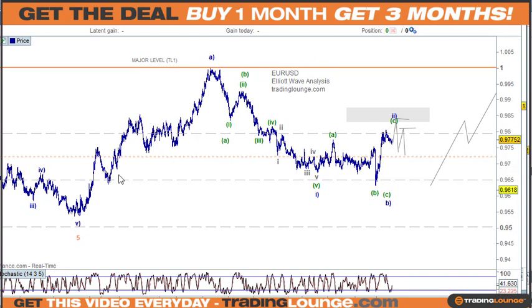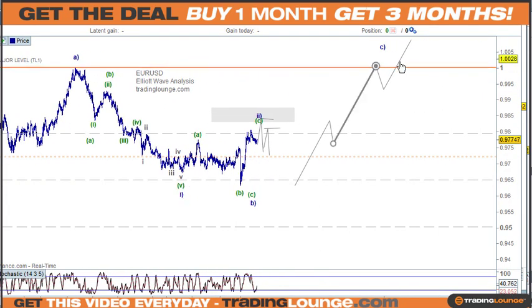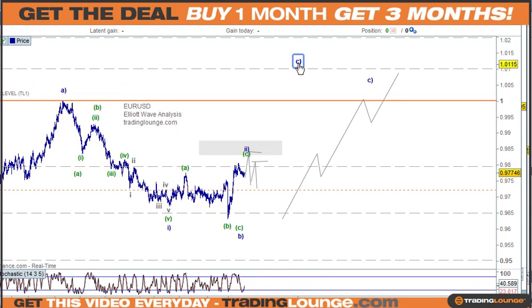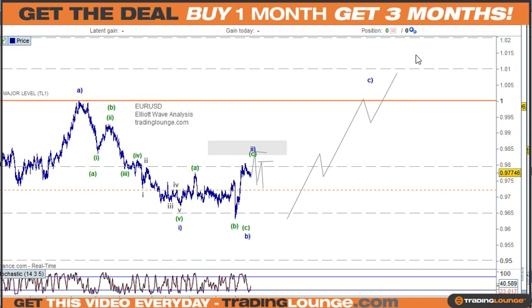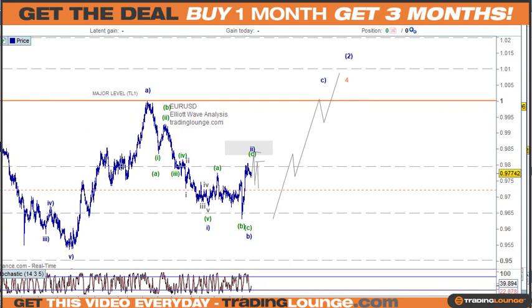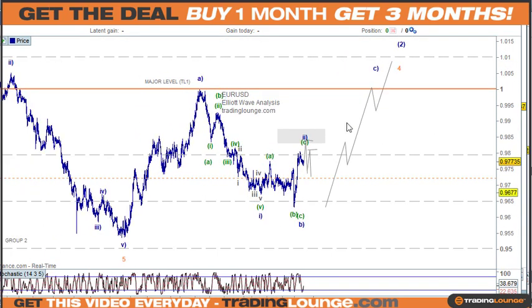So this is corrective, this is corrective, and even if this is impulsive here, it's still part of a corrective pattern. It will either be a wave 4 up here or wave 2 of a larger degree. So it will either be this wave 4 here, or it will be wave 2 in the bigger picture. It just depends on how you want to squash the lows up here. But I think we need to look at it as the A, the B, and the C here for this.